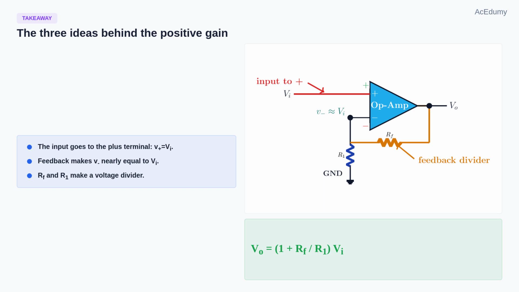The non-inverting op-amp is read with 3 ideas. First, the input goes to the plus terminal. Second, feedback makes the minus terminal almost equal to that input, not necessarily 0. Third, the two feedback resistors form a voltage divider from output to ground. From those ideas, the formula follows naturally. V output equals 1 plus RF over R1 times V input. For this example, the gain is 3 and a 6-volt input gives an 18-volt output.